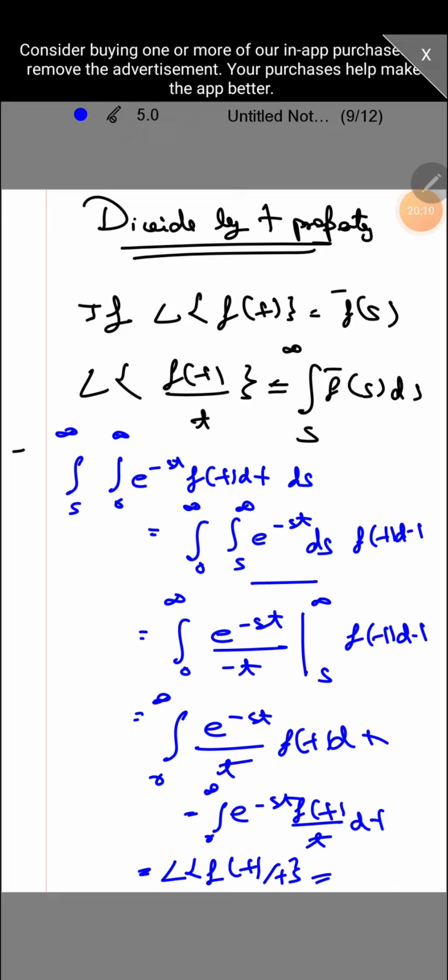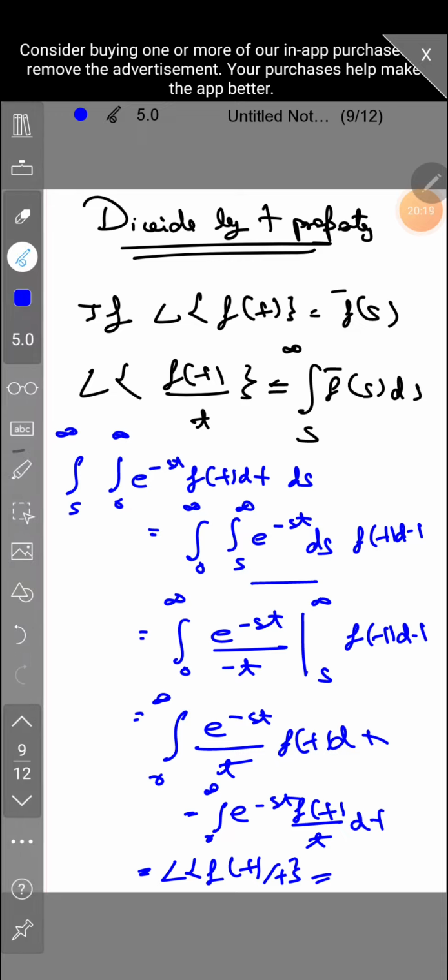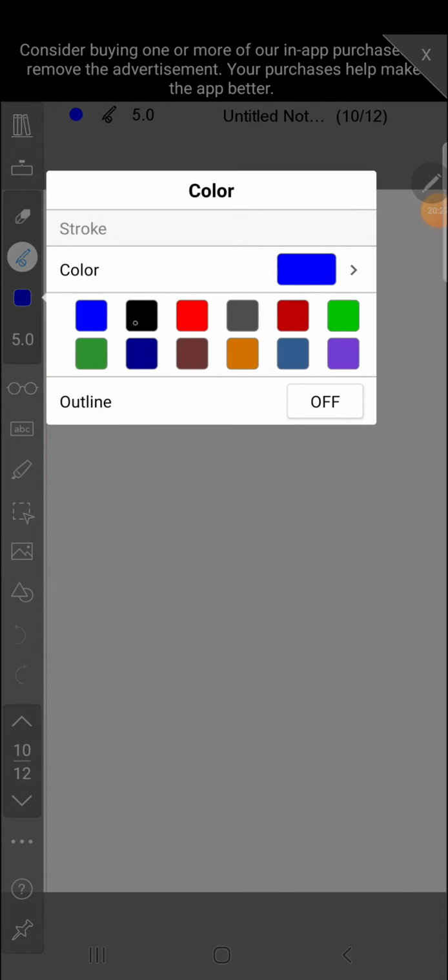Okay. Next we have the Laplace transform of derivatives and the Laplace transform of integrals. So let's talk about the Laplace transform of derivatives. You often require this in differential equation problems.